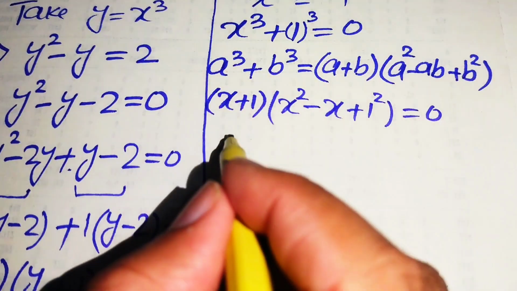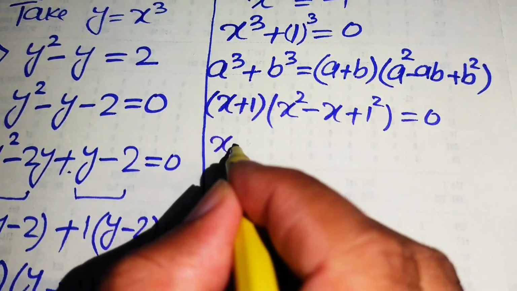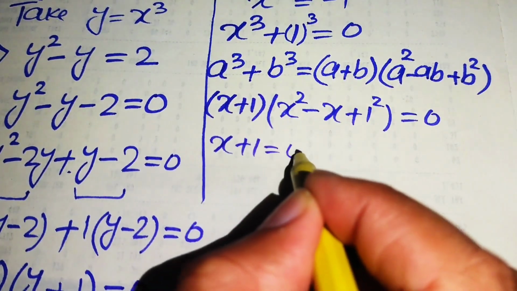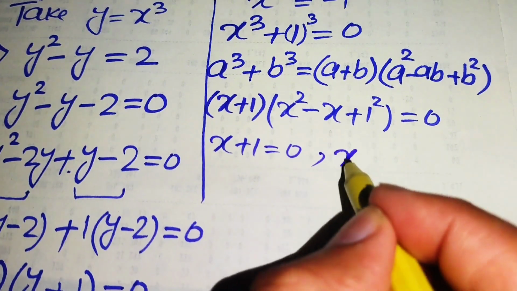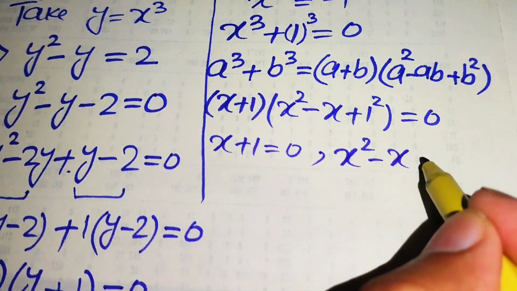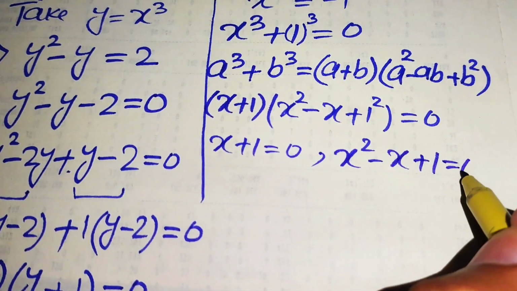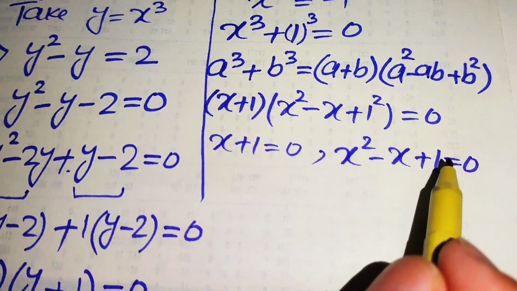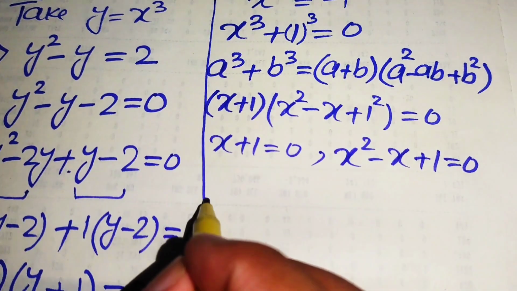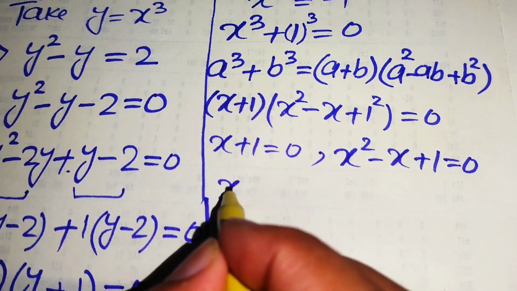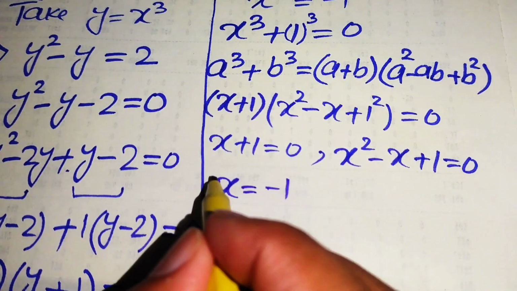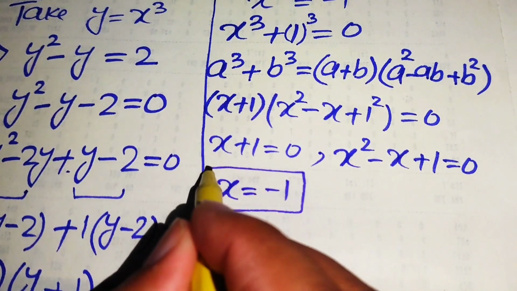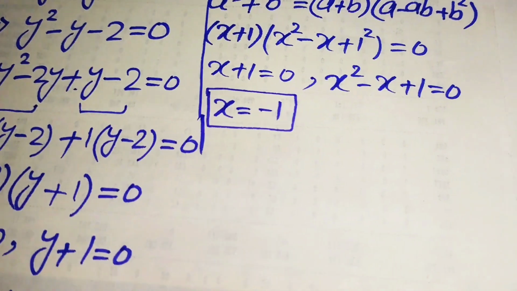So here we have again two cases. The first case is we write x plus 1 equals 0, and the second case is we write x squared minus x plus 1 equals 0. Here you see that 1 squared becomes 1. So here we get the second real root is x equals minus 1. So this is our second real root of this equation.